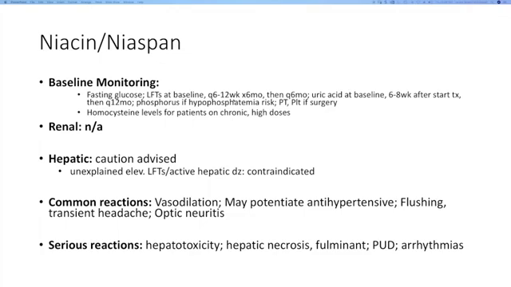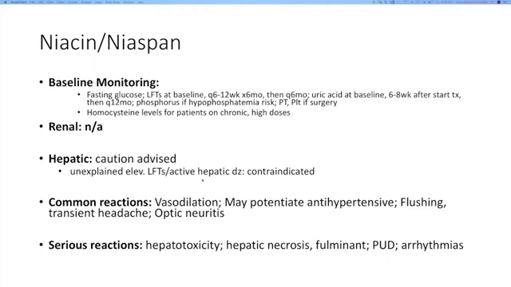LFTs at baseline, and then more frequent monitoring. You can see here every 6 to 12 weeks for 6 months, then every 6 months. Also your uric acid at baseline, and you're going to be monitoring that at intervals as well. Phosphorus if you have any hypophosphatemia risk. Platelets and PT if any surgery is upcoming, because it can alter that. Homocysteine levels for patients on chronic high doses. There are no renal issues with it, and then just be careful with the LFTs and hepatic disease.